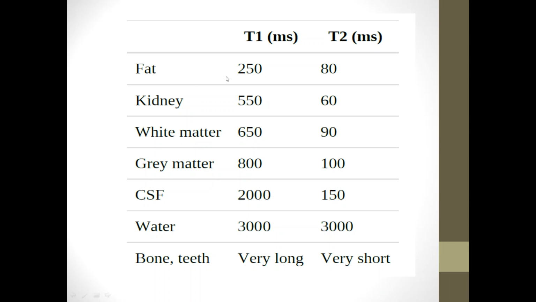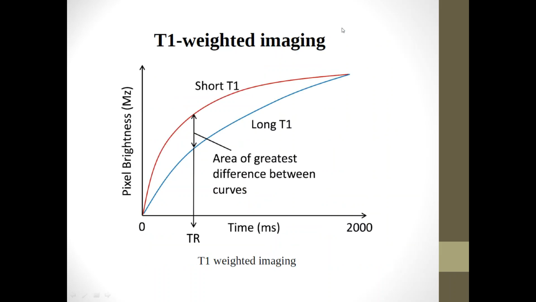Mxy. So we'll find fat takes around 250 milliseconds to reach 63% in T1, which is spin lattice relaxation, while T2, which is spin relaxation, takes around 80 milliseconds for fat to decay to 37% of Mxy. Kidney, white matter. When we differentiate water, you will find water has a very long T1 constant and a very long T2 constant. If we record this signal to get the T2 weighted image for fat and water, here is T1.